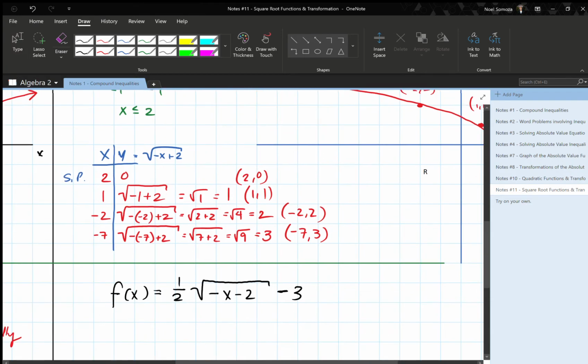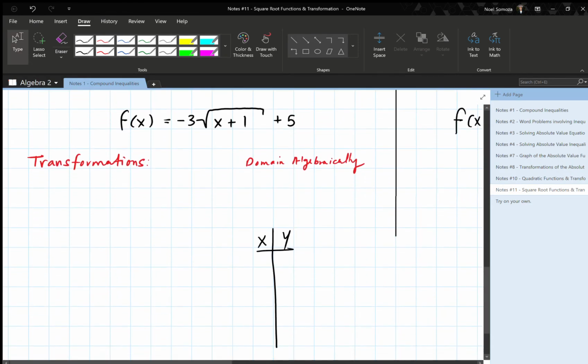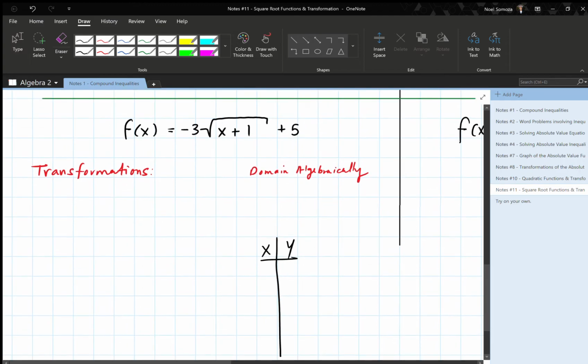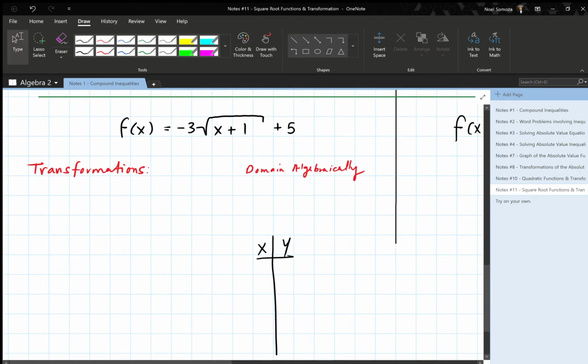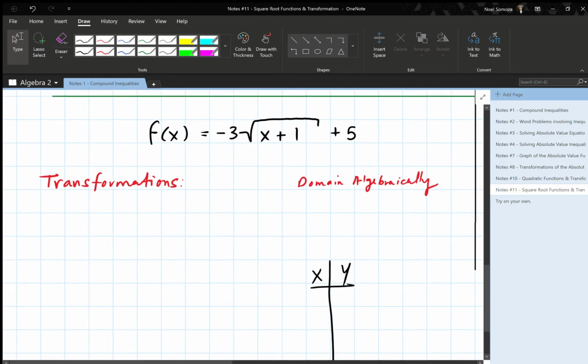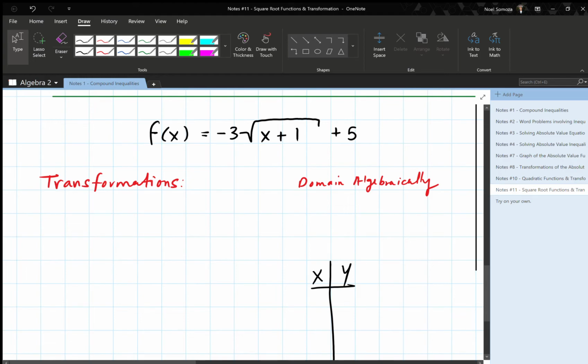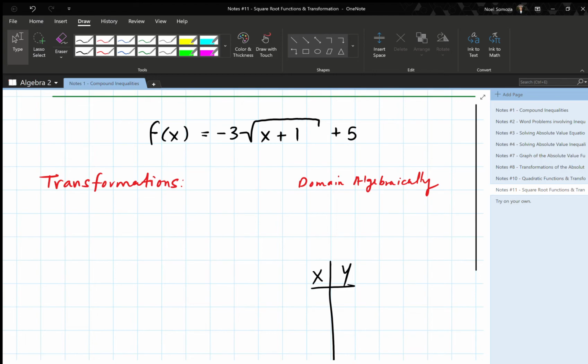All right. Let's get into a little bit more complex stuff here. We'll do one more together, and then I'll set you off to do the last one on your own. Okay. So walk me through this. I kind of give you a couple hints here. I want to start with transformations. What would be the first transformation though? Yeah, 1 unit to the left, horizontal shift.